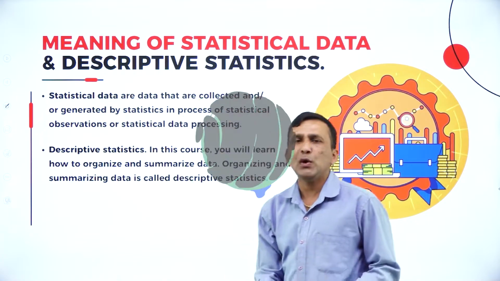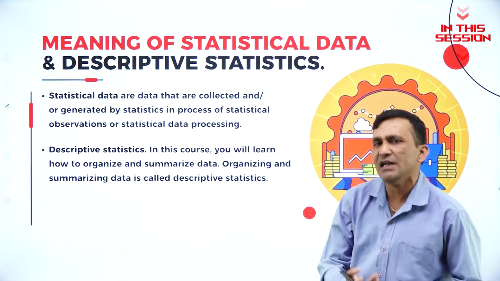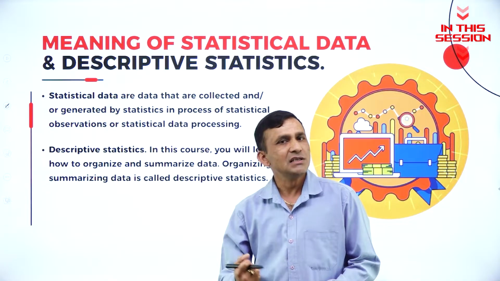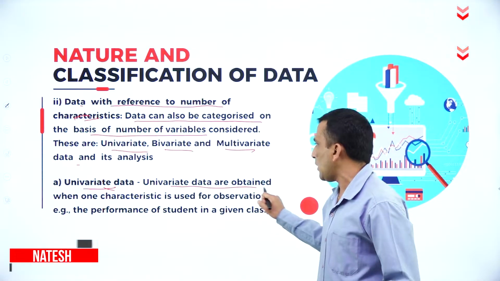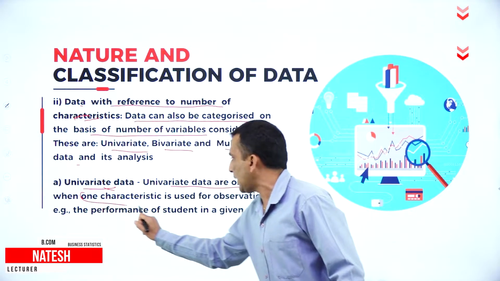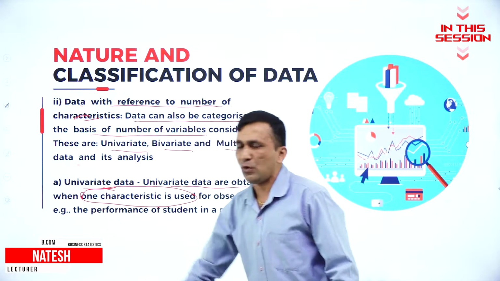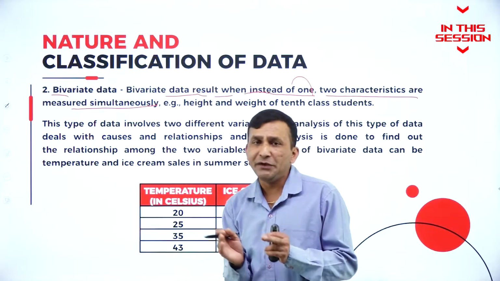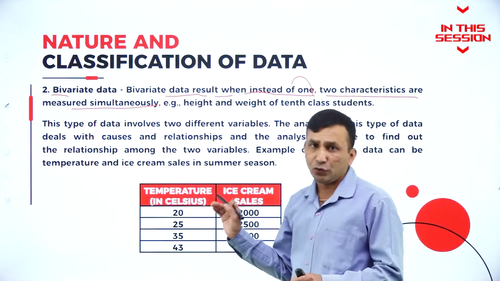If you want to do any statistical analysis, unless you depend on the data, we are definitely not able to do the statistics. Univariate data are obtained from only one characteristic. You must remember, only one characteristic or one variable. We are not separating individually. We need to study the two variables.